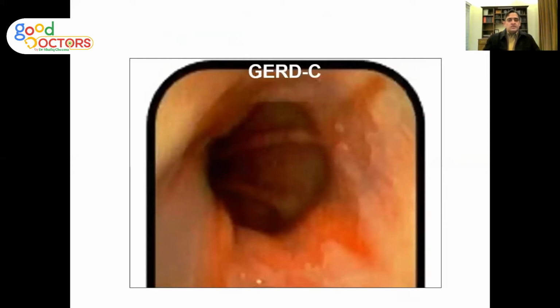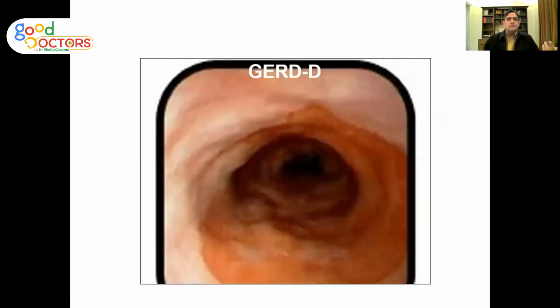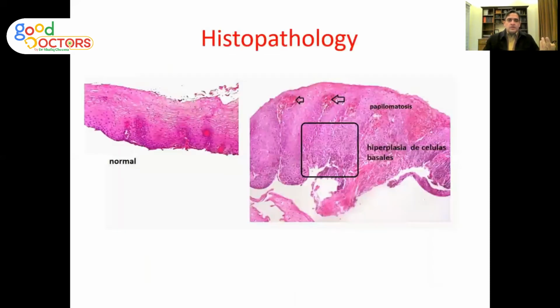If these erosions or the changes of reflux disease are extending beyond the folds in a circumferential manner, but involving less than 75% of the circumference, then you will label it as C. And obviously if it is involving more than 75% of the circumference of the esophagus, then it is called LA class D. So this is one way of describing the findings that you find on endoscopy.